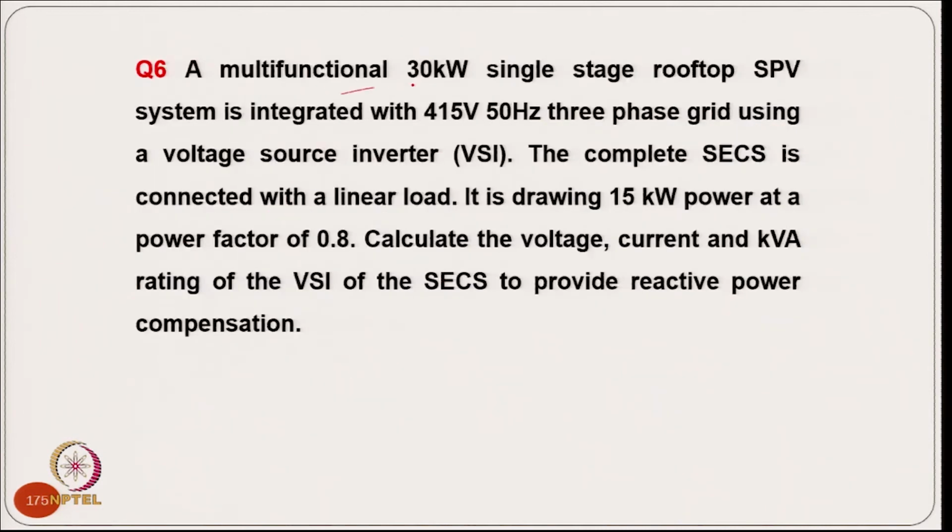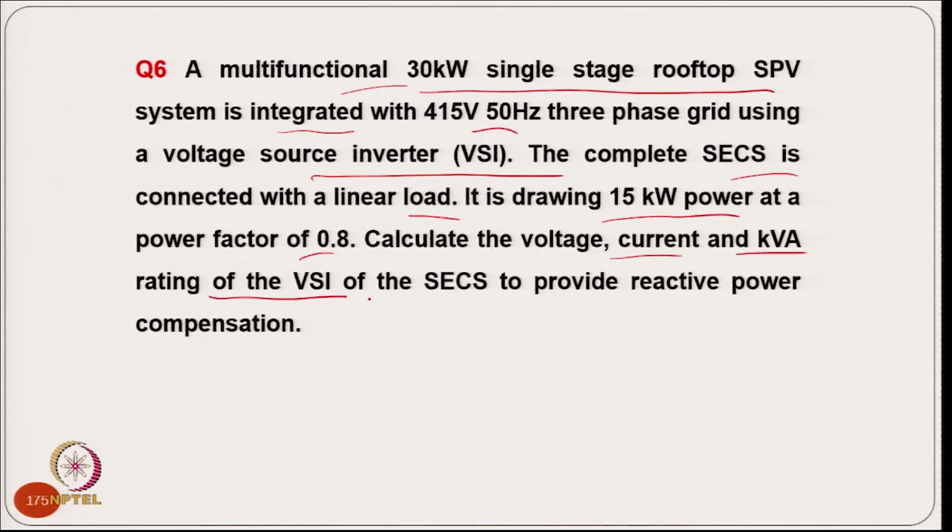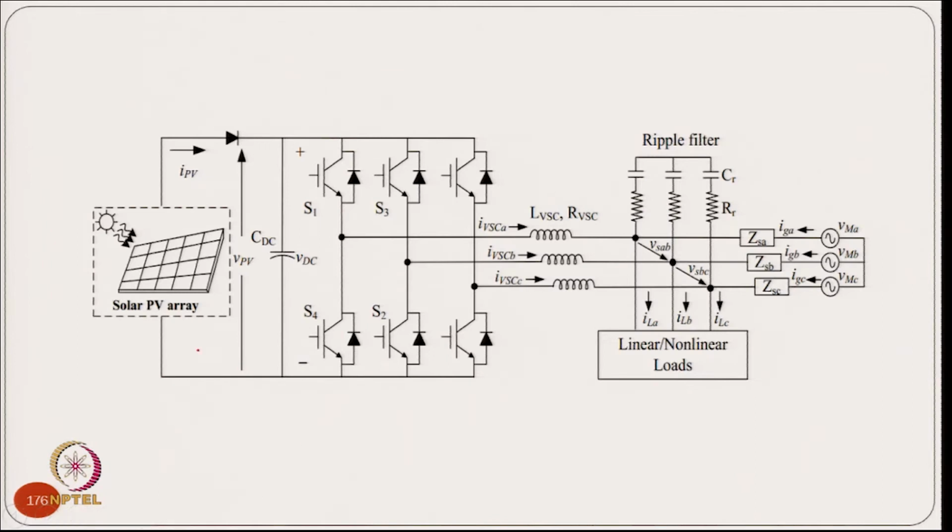Now, coming to the sixth example, a multifunctional 30 kilowatt single stage rooftop solar PV system is integrated with the 415 volt 50 hertz 3 phase grid using a voltage source inverter. The complete solar energy conversion system is connected with a linear load drawing 15 kilowatt power at a power factor of 0.8. Calculate the voltage, current and kVA rating of the inverter of the solar energy conversion system to provide reactive power compensation.